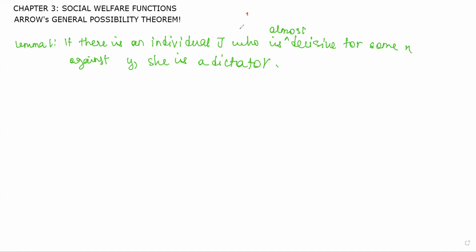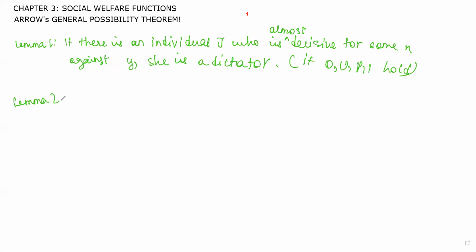It seems totally counterintuitive. There's one pair of alternatives, X and Y, and this individual is almost decisive for X against Y. She becomes a dictator. As we've, of course, already proved what a dictator is. Oh, by the way, of course, this depends on the conditions O, U, E, and I. These conditions have to hold, of course.